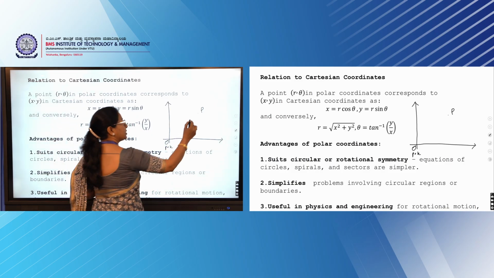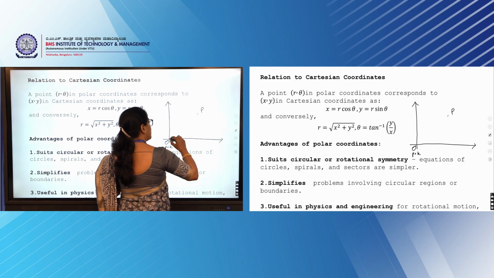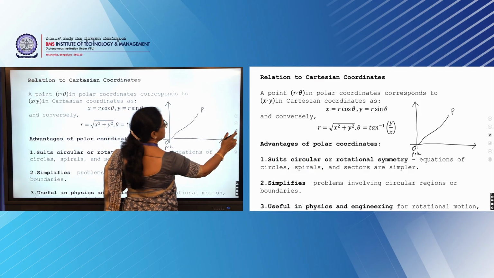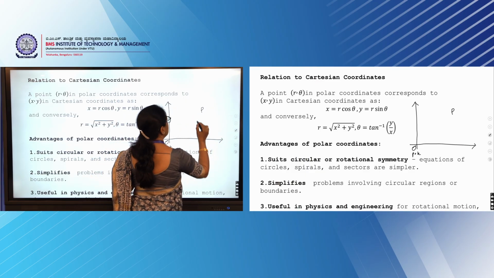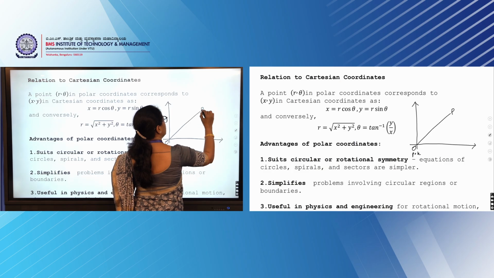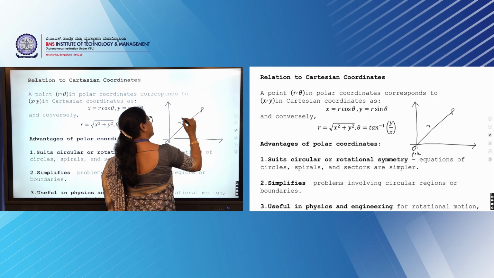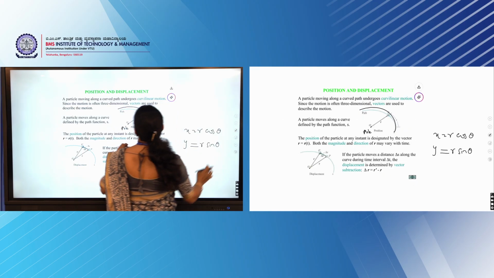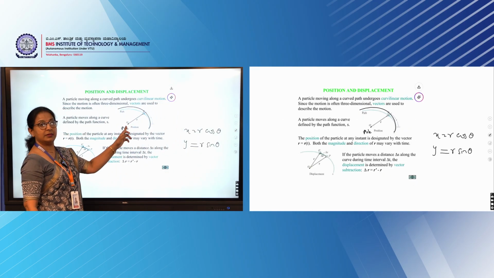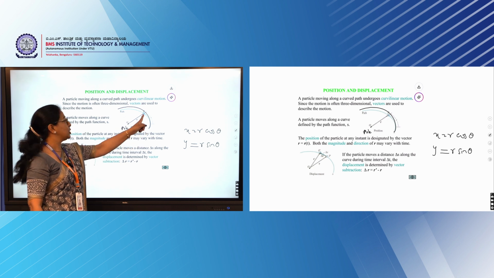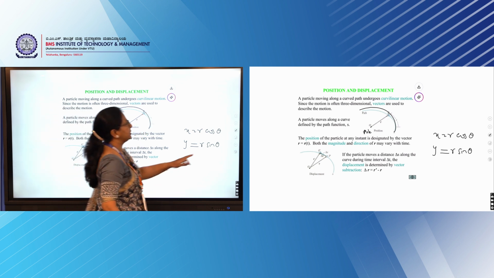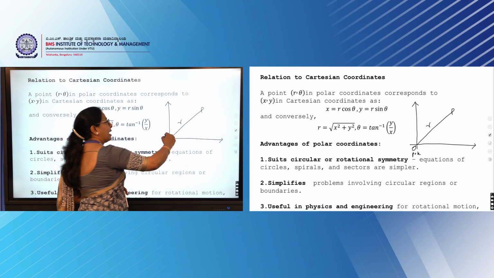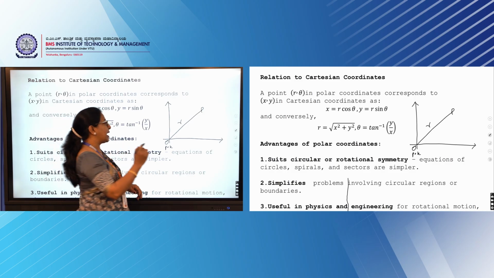The distance of this point from the pole is the radial distance r, which I was showing you here. So this is the r, and we have a path, and any point on the path. So this is r.